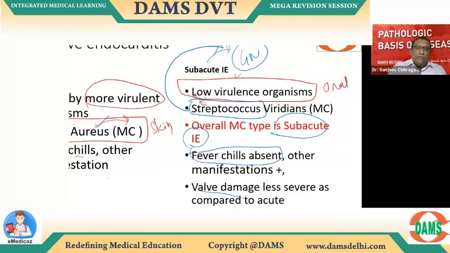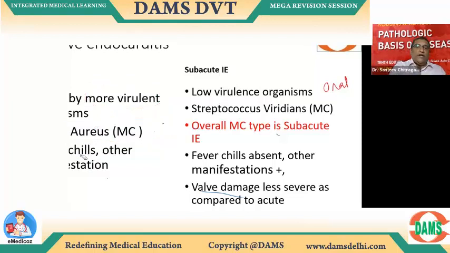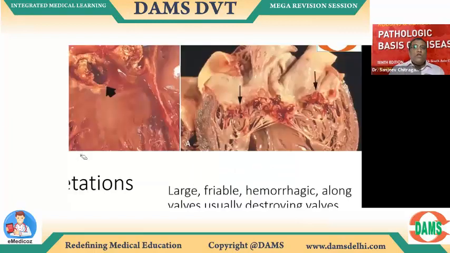So in this, just to remember, what are the causative organisms? Overall, the most common cause will be the Streptococcus viridans. Most common for acute infective endocarditis will be the Staphylococcus aureus. Now, let me show you the pathological features of infective endocarditis.